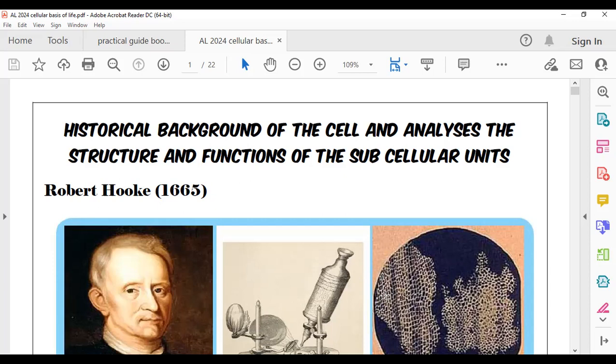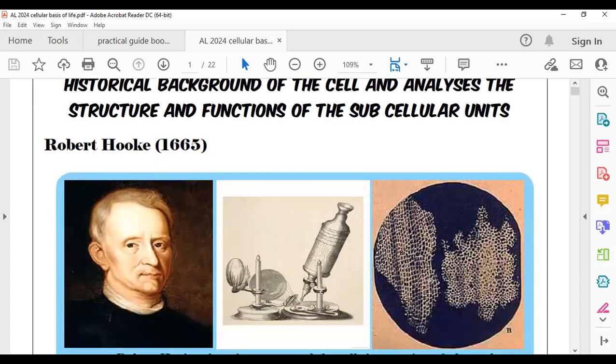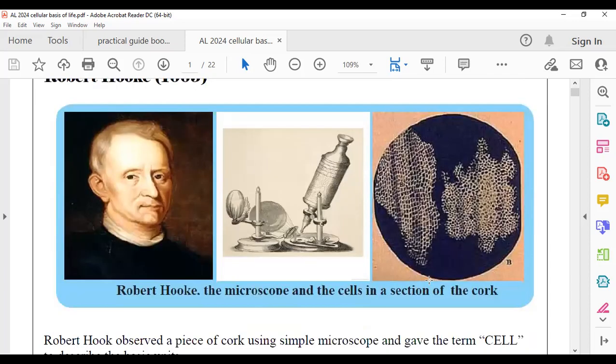Okay, so what is the heading for you? Beginning heading, historical background of the cell. We will go for that. You know this picture, correct? Your O-level grade 10 book had this picture.